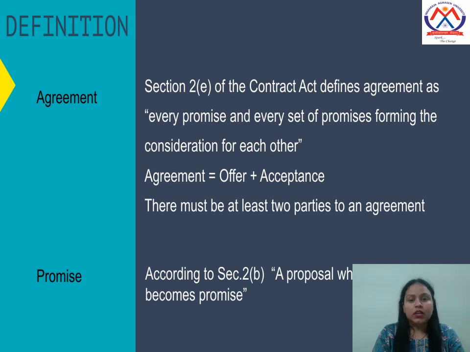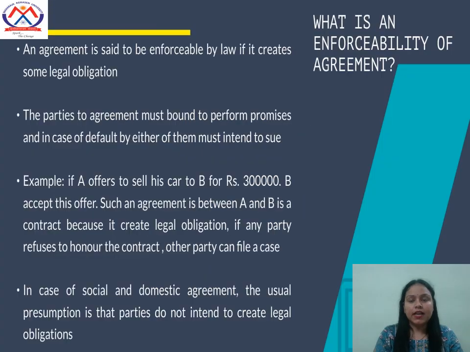Definition of promise. According to Section 2(b) of the Contract Act, a proposal when accepted becomes a promise. In this current slide, we are going to answer what is the enforceability of an agreement. An agreement is said to be enforceable by law if it creates some legal obligation between the parties. The parties to the agreement must be bound to perform the promises they have made to each other, and in case of default, they can sue each other.